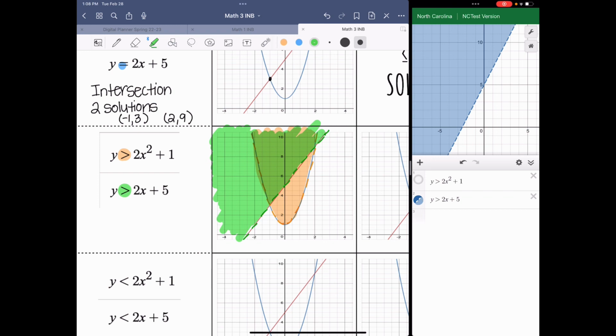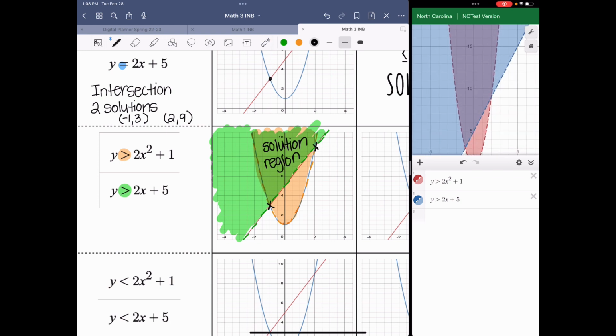Okay, so where I'm focusing, my solution region, is going to be where it overlaps. It can't just be the green. It can't just be the orange. It's got to be where they overlap. However, these intersections right here are not included because they're on a dashed line. So dashed lines mean that they are not included. The only points that we can include here are where it overlaps. So any point that falls into these areas is considered a solution. Anything that falls in just the green is not going to work. Anything that falls in just the orange is not going to work, or any other area.